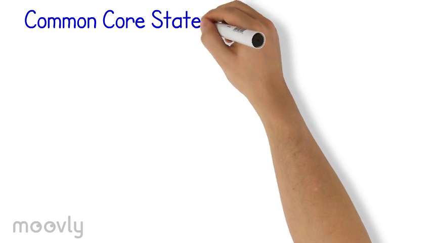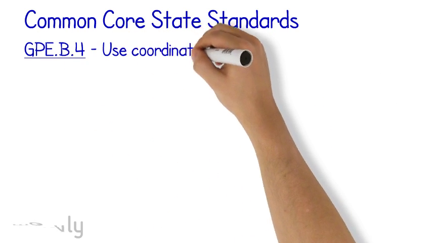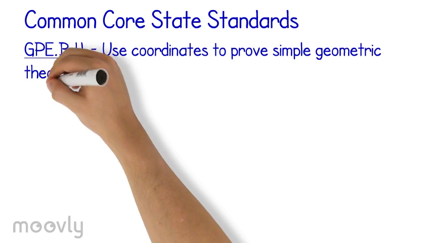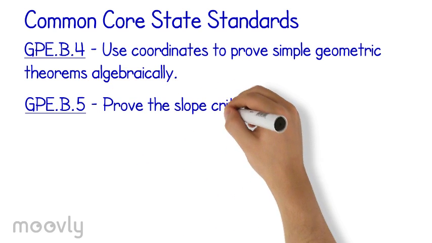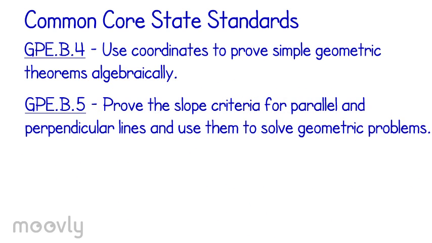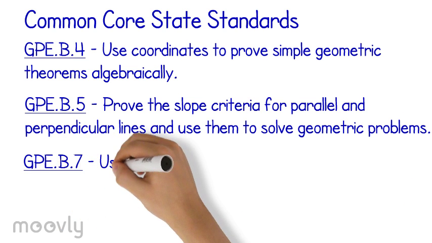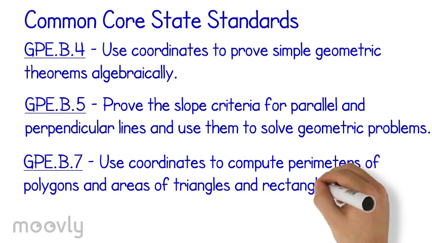The City Planning Project will focus on three different Common Core state standards. The first, use coordinates to prove simple geometric theorems algebraically. The second, prove the slope criteria for parallel and perpendicular lines and use them to solve geometric problems. And lastly, use coordinates to compute perimeters of polygons and areas of triangles and rectangles.